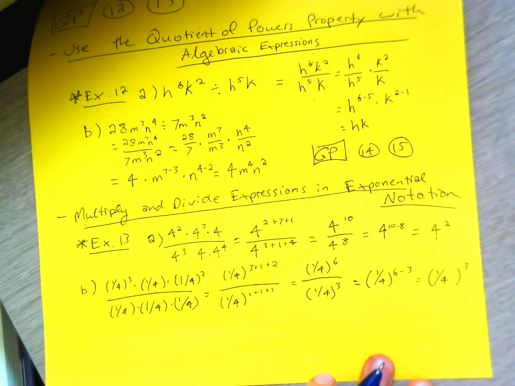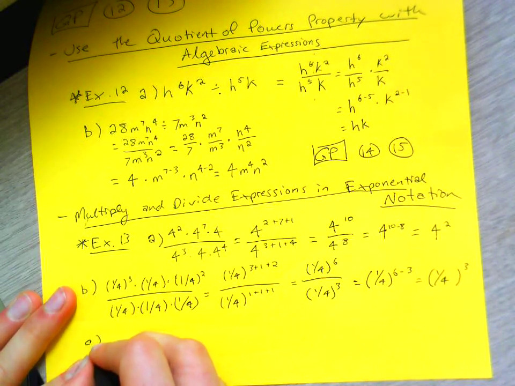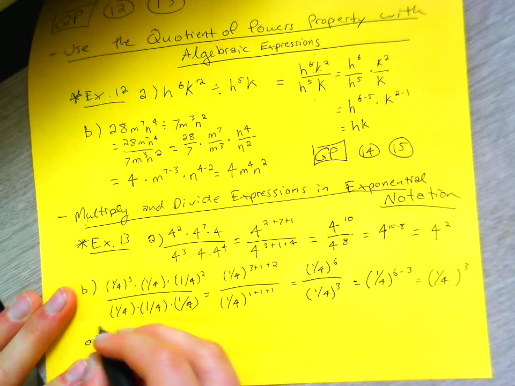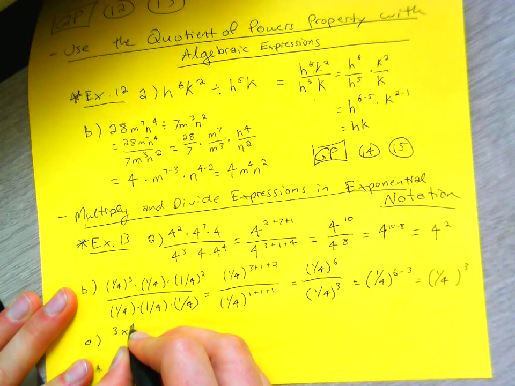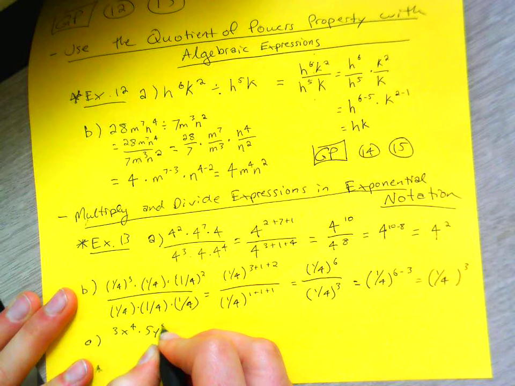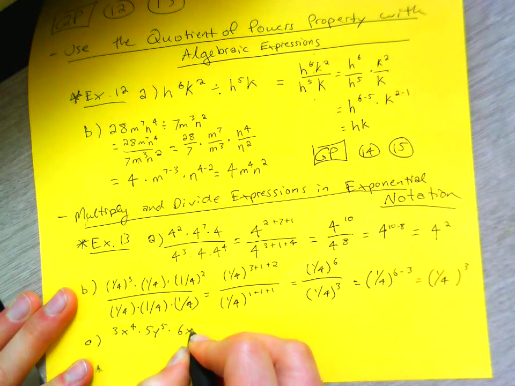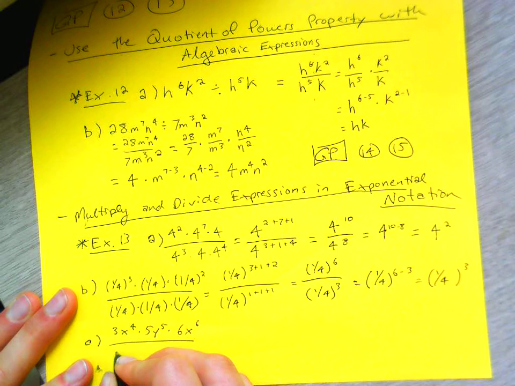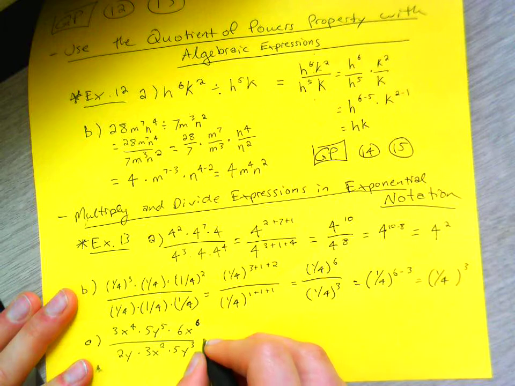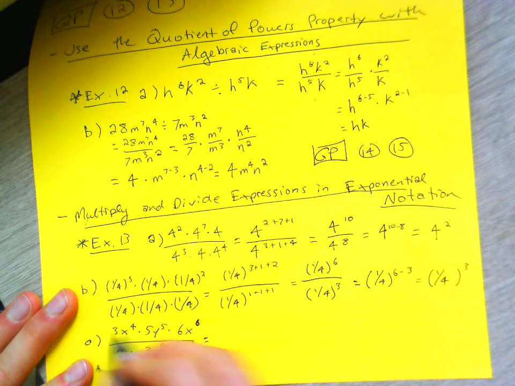Turn to the next page. Example C. Example 13, problem C. 3x^4 times 5y^5 times 6x^6, on the bottom, 2y times 3x^2 times 5y^3. Okay, we are going to go ahead and put together like terms. We are regrouping. So take each of the numbers in your problem, each of these base numbers here. It's going to be 3 times 5 times 6.